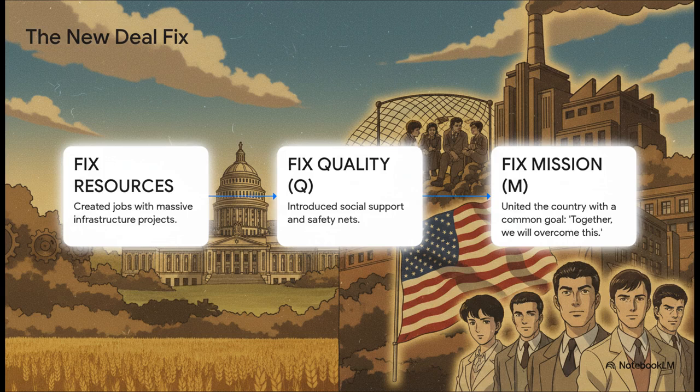It targeted the weakest variables head on. It fixed resources by creating jobs. It fixed quality of life with social safety nets. And, maybe most importantly, it fixed the national mission by giving everyone a new shared purpose. We're going to get through this together.